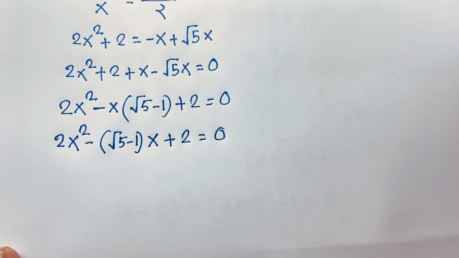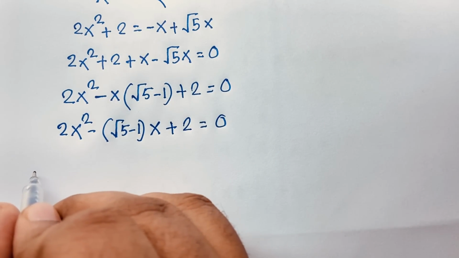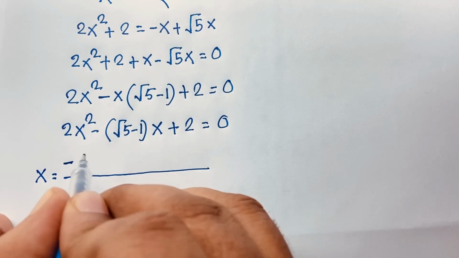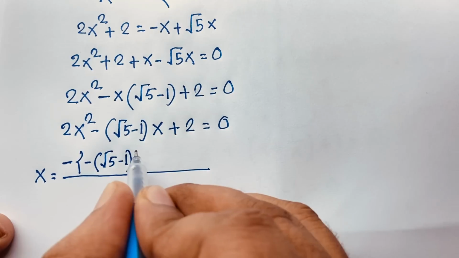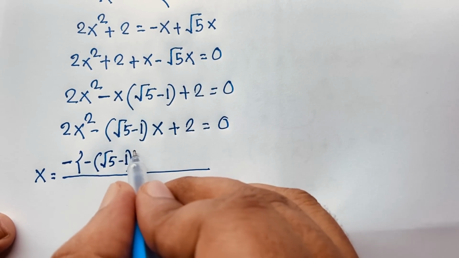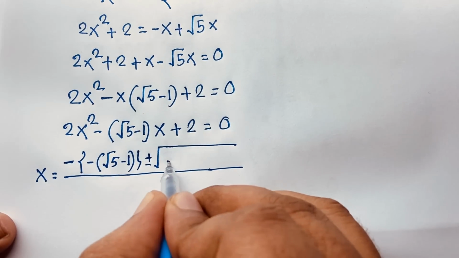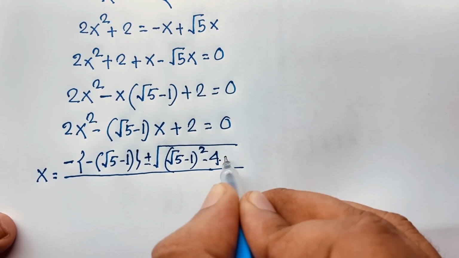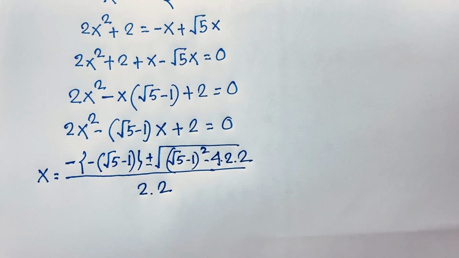So at this moment you can see x is equal to minus b plus minus square root of b square minus 4ac over 2a. If I use this formula here, x will be minus b, so I take minus, where b is equal to negative (square root 5 minus 1), minus b, and here is plus minus square root of b square, I mean (square root 5 minus 1) whole square, minus 4ac, where a is 2 and c is 2, over 2a, which is 2 times 2, here a is equal to 2.